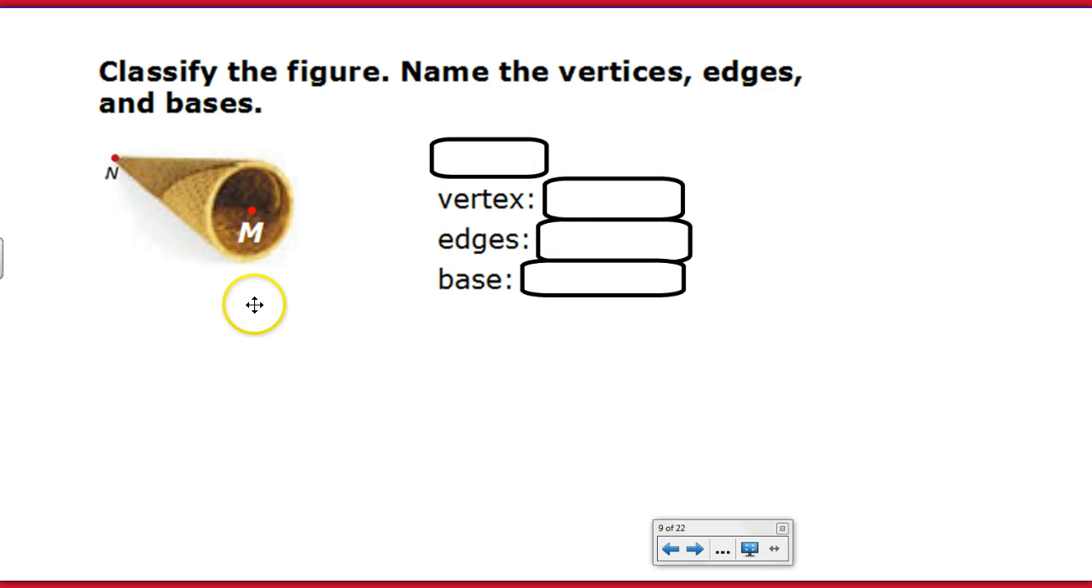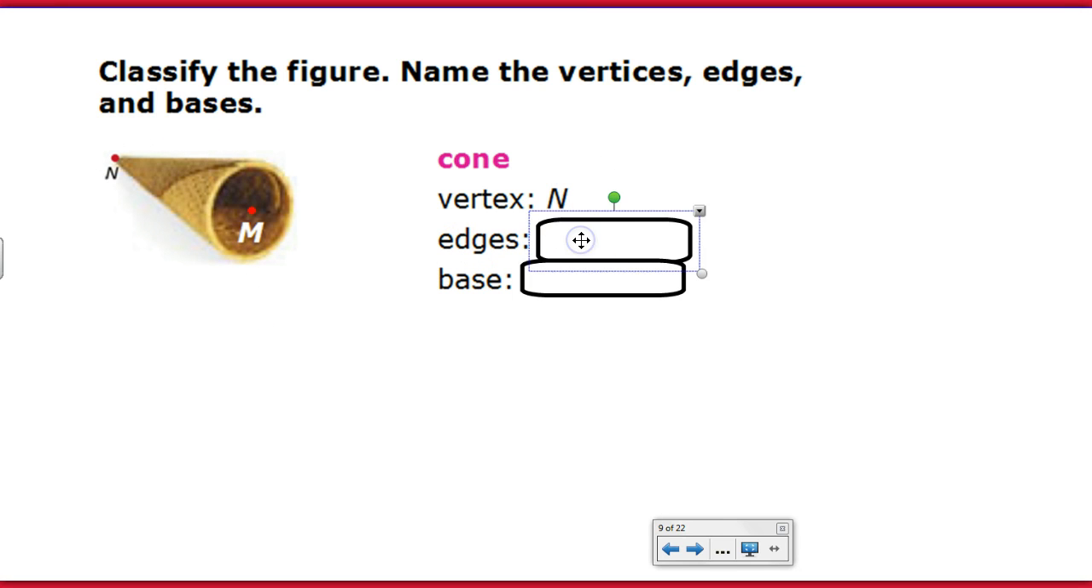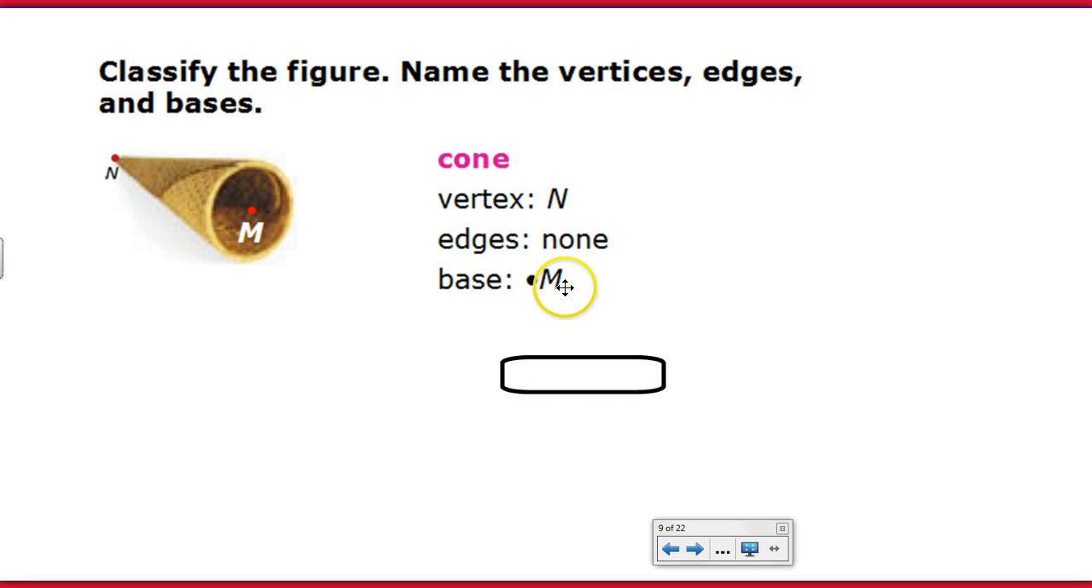Classify the figure, and the figure here is a cone. Vertex is a single vertex, N, right? Edges, there are none. There are no polygon sides, right? We have a curved side, so no, none. The base, though, is circle M, right?